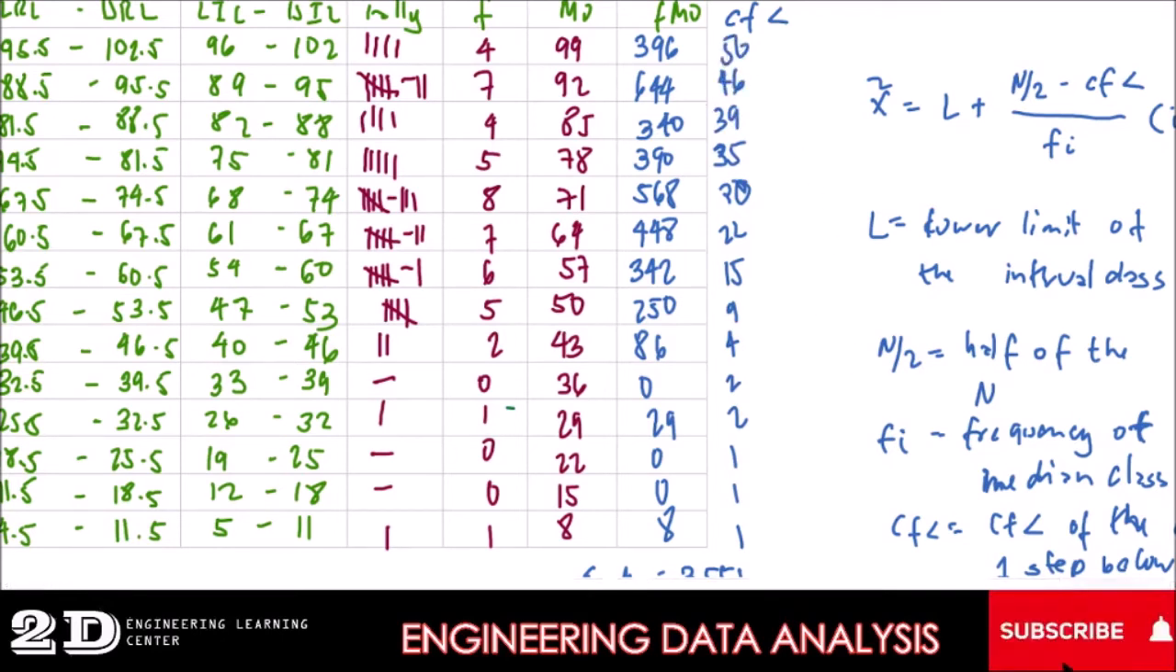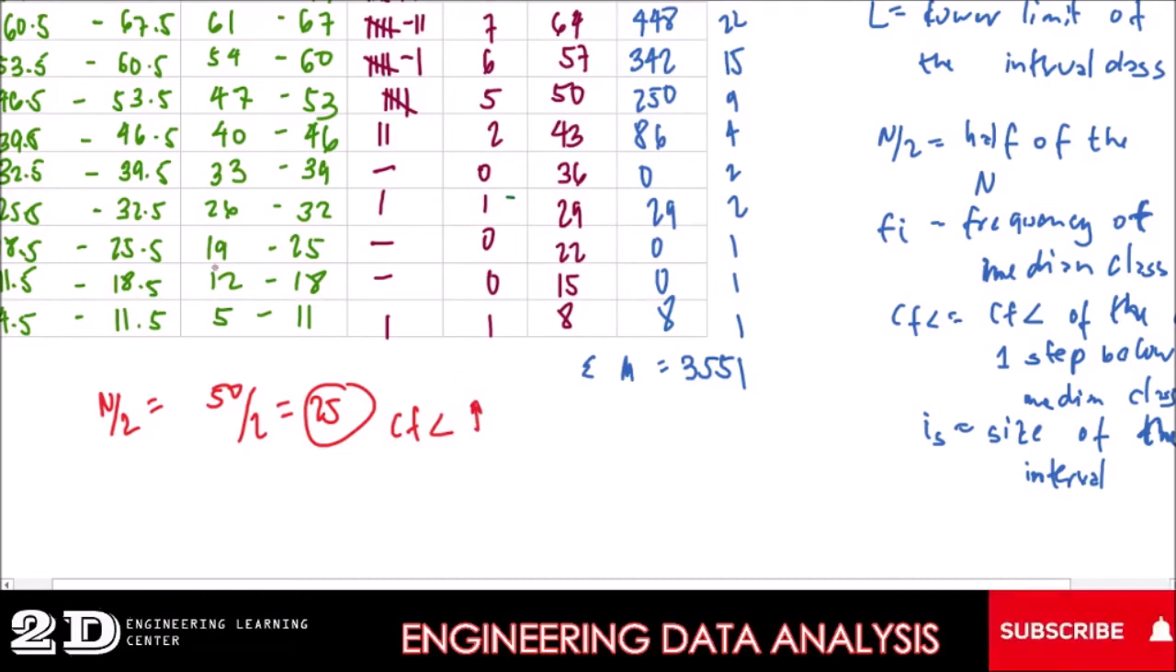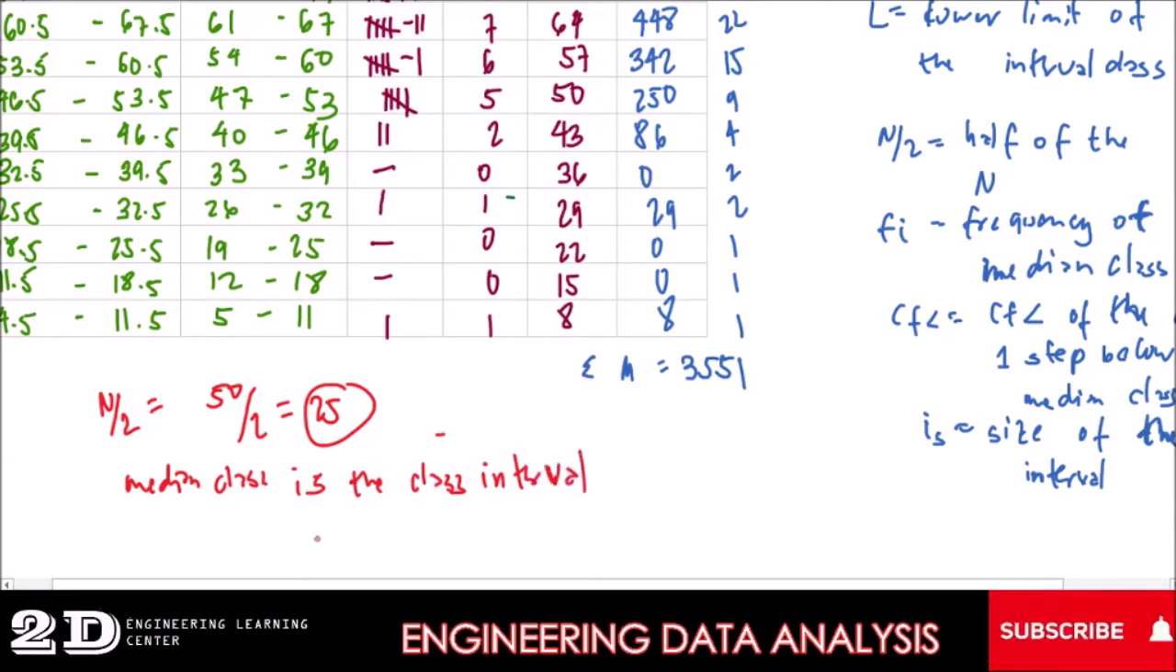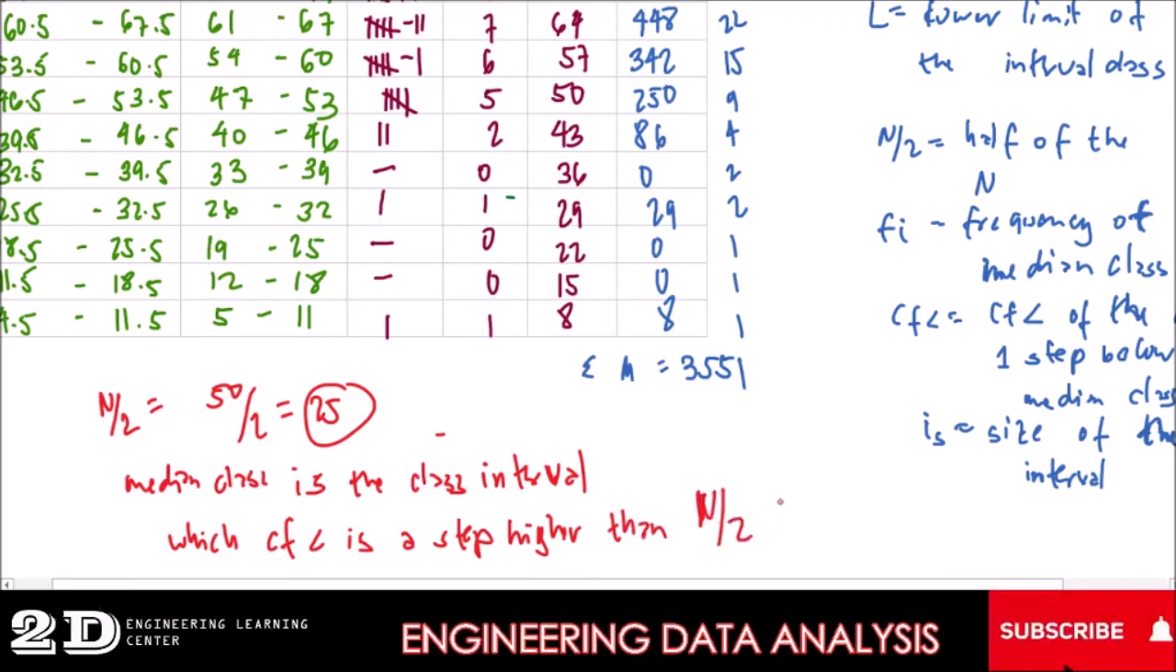Now we will get the median class. The median class can be found by first solving N over 2. So our N is 50, so 50 over 2 will be 25. So we need to find the CF less than that is just above this one. So the median class is the class interval which CF less than is a step higher than N over 2. Okay, so that is our median class.